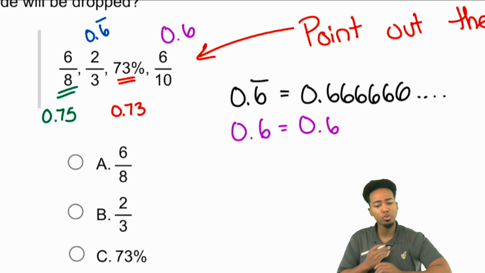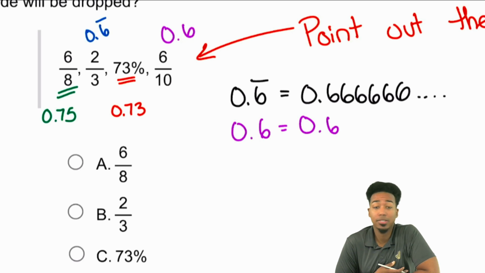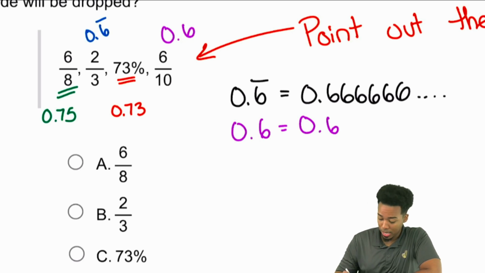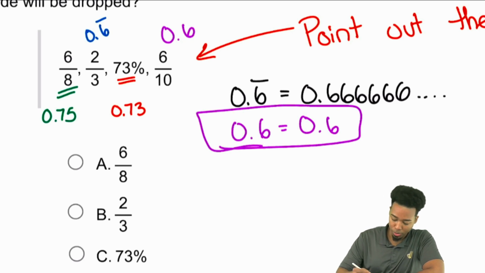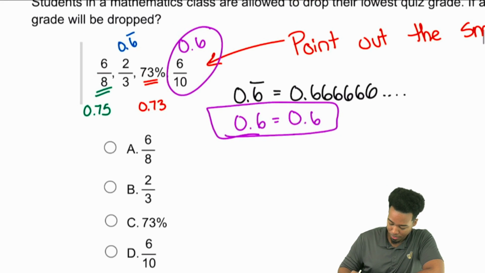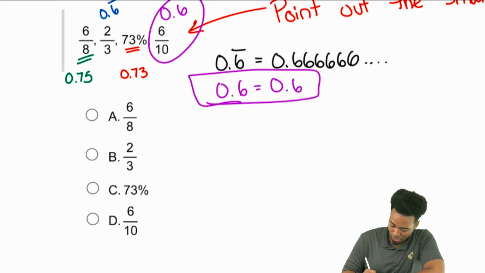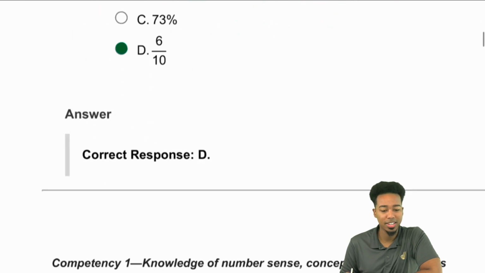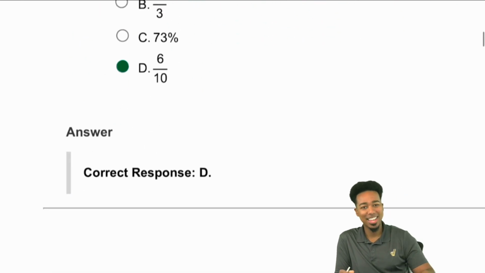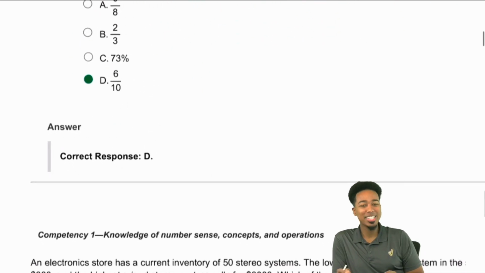So which one of these is the smaller number? It's just going to be the 0.6, because 0.66 is greater than 0.6. So this is our smaller number, and that was represented with 6 over 10, and so that's going to be answer choice D. And boom, we're all good there. And again, there it is listed for us. That's D.